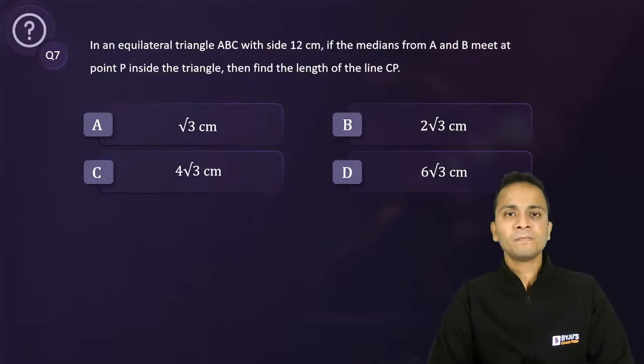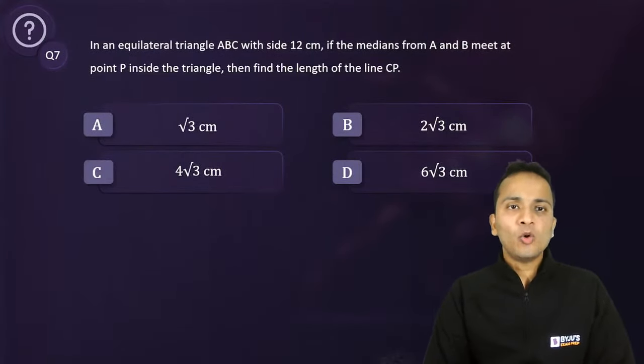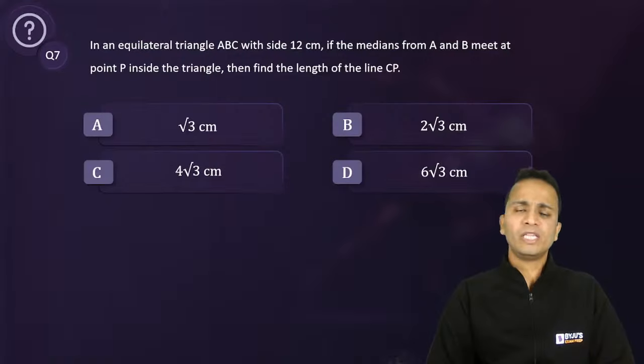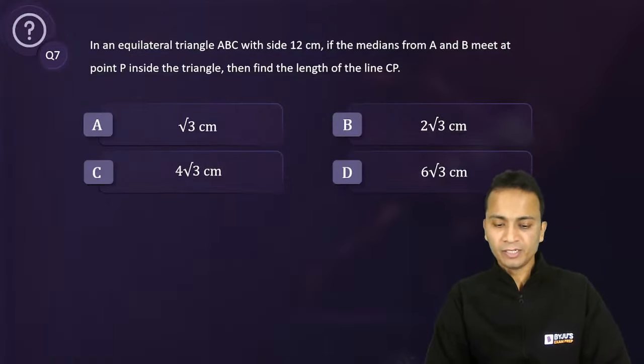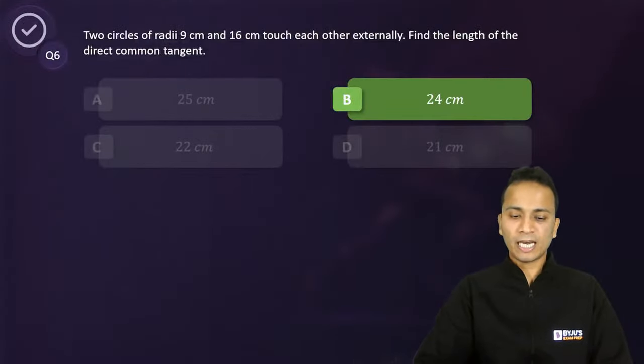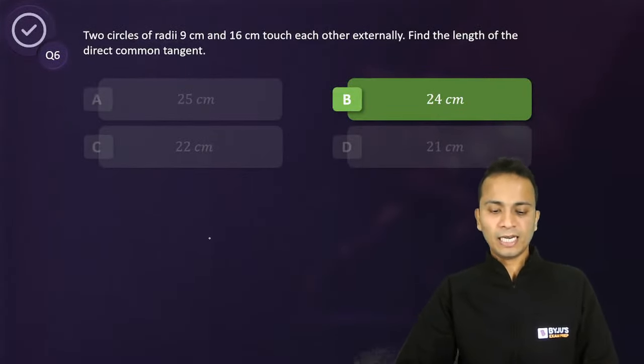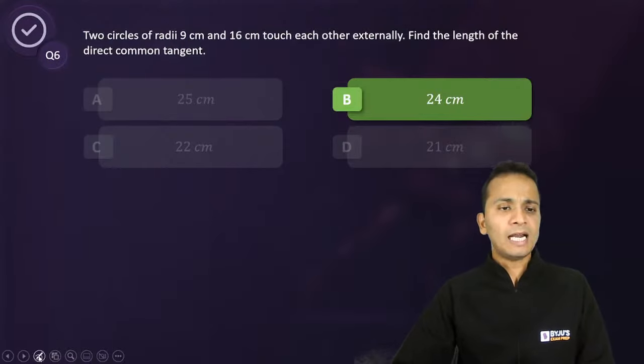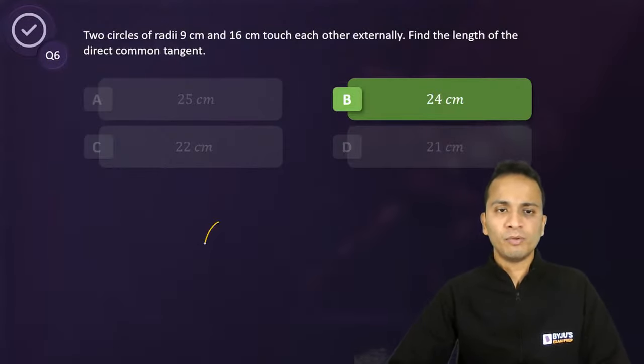So question number 7, in an equilateral triangle ABC with the length of the side as 12 centimeters. Okay, so wait. Sadanand is asking me to draw the diagram of this question. Yes, Sadanand, I'll definitely draw the diagram. And let's say if you don't remember the formula, you can also solve the question using the diagram. Okay, right angle triangle.